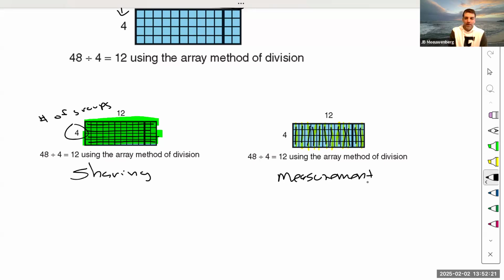So even within the array, you can still be using those measurement or the sharing concepts, right? It's how are you viewing your rectangle? How are you viewing your array? Okay, so let's move on now to a more complicated process. And here's where we're going to introduce long division. And the way we're going to do it is with base 10 pieces and the long division algorithm alongside it.